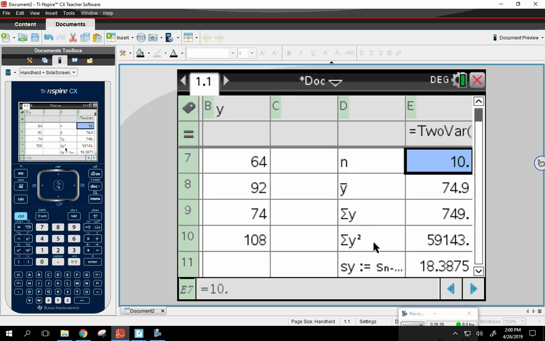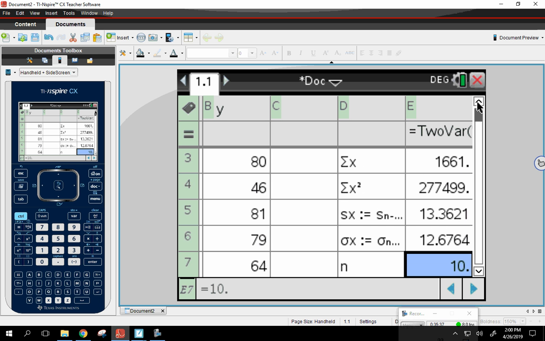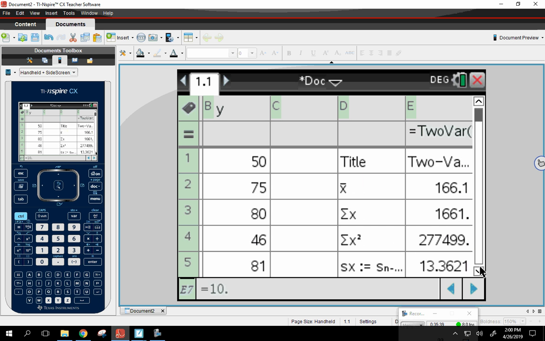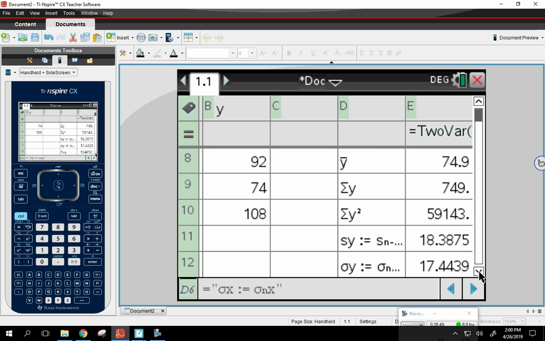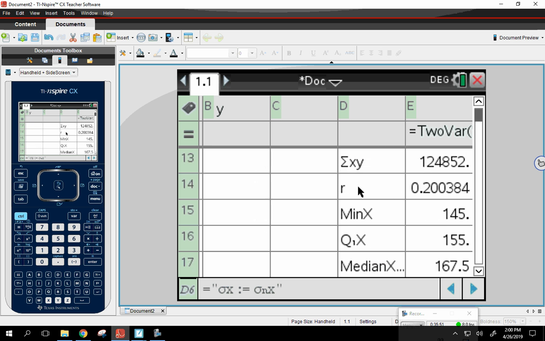And there we go. So this is really nice because not only will it give you the means that we're looking for, what's this right here? Okay, sigma x, that's our standard deviation. Gives you both of those for your data sets. Gives you the correlation coefficient.